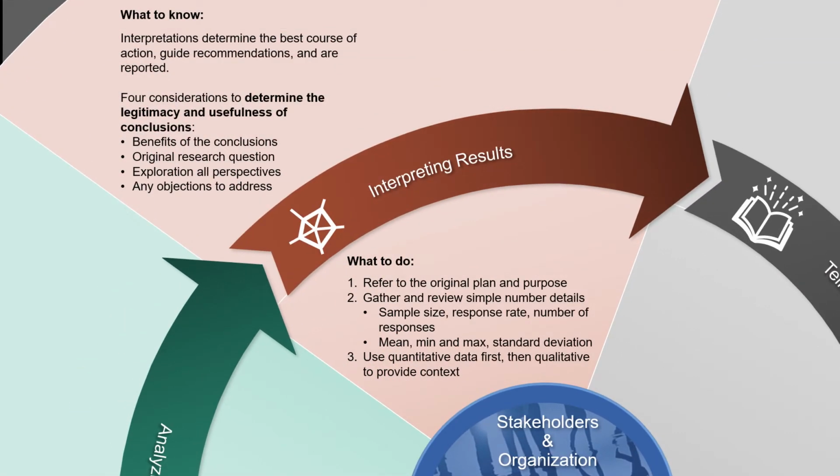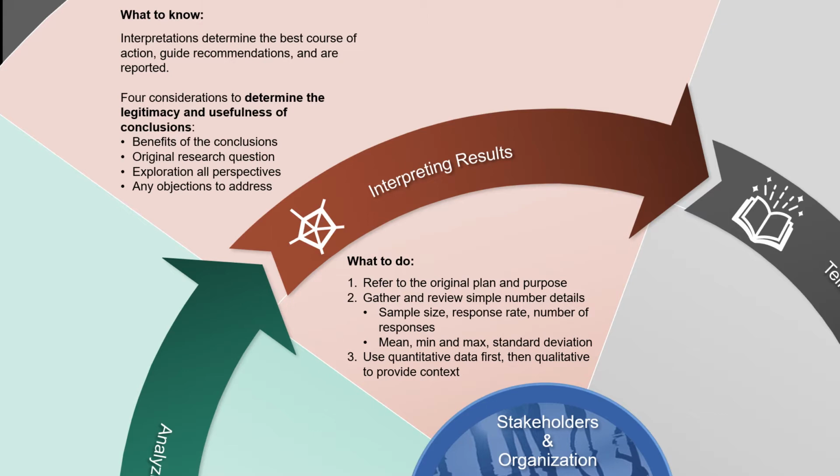At the interpretation stage, where you're ready to interpret the results, you have your data, you have the variables isolated, you've maybe plotted them, and now you're ready to use those to determine the best course of action, to guide recommendations, and you will report those. There are 4 considerations for determining if the conclusions that you've reached are legitimate and useful, and we'll talk about those next. But first, looking at what do you do in this stage.